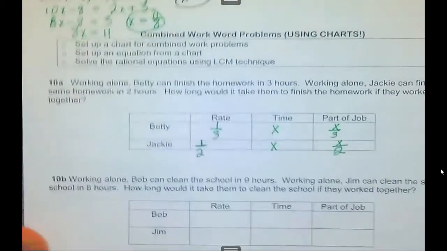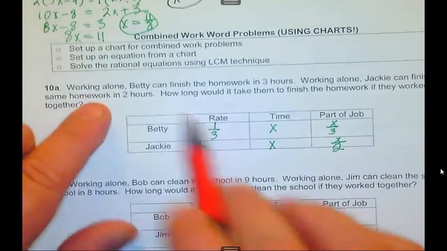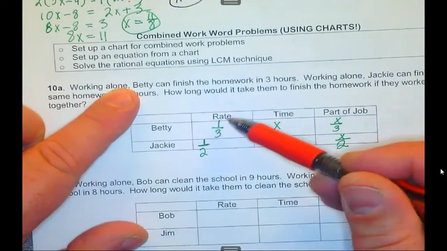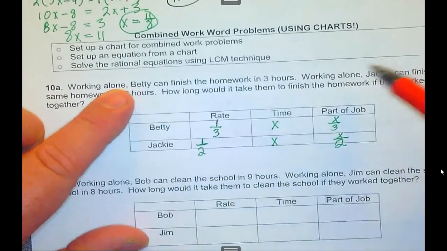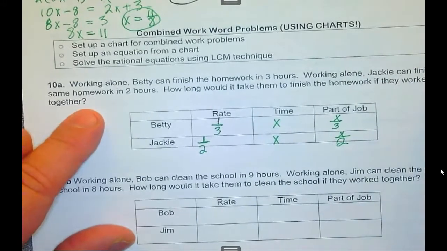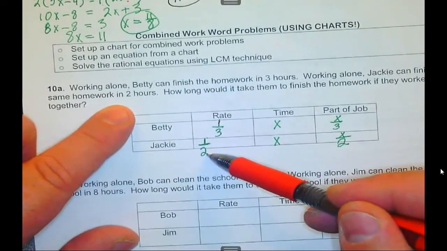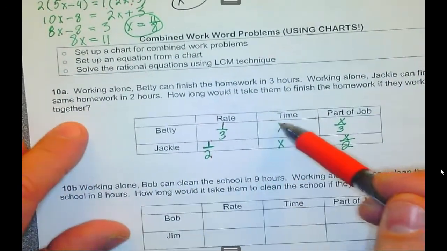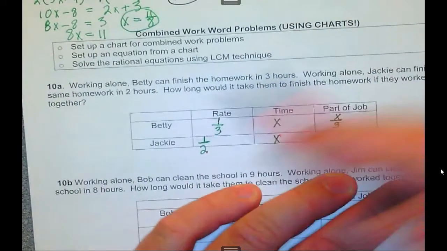Okay, number 10. 10a. I put the fractions in here. Working alone, Betty can finish the homework in 3 hours. So her rate, 1 job in 3 hours. Working alone, Jackie can finish the same homework in 2 hours. So 1 job, 2 hours. How long will it take them to finish the homework? So we're trying to figure out the time if they work together.